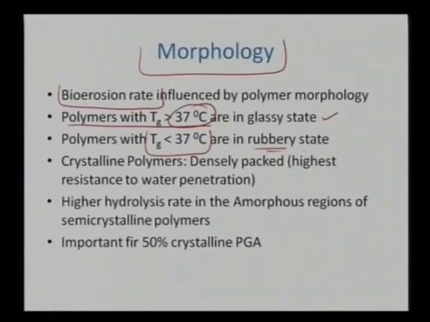So in this case, what is happening when Tg is greater than 37 degrees centigrade, below this temperature the material will be very hard, or in the glassy state, and once they have a Tg of less than 37 degrees centigrade, on heating above this particular temperature the polymer will become very soft, so it will become more like a rubbery state.